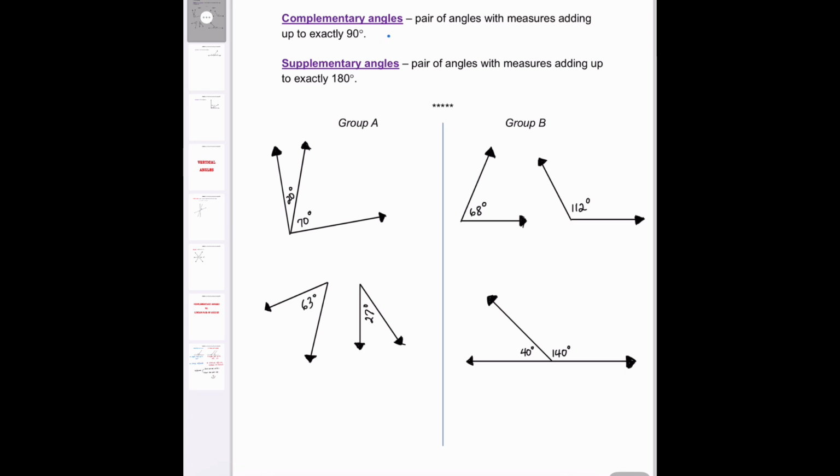Complementary angles are a pair of angles with measures adding up to exactly 90 degrees. On the other hand, supplementary angles are pairs of angles with measures adding up to exactly 180 degrees. Which group is complementary and which group is supplementary? You can pause the video and answer the question. Alright, so group A is complementary angles, while group B is supplementary.